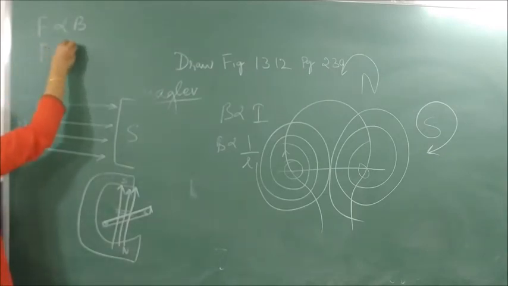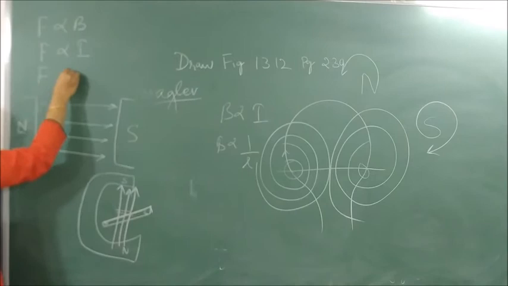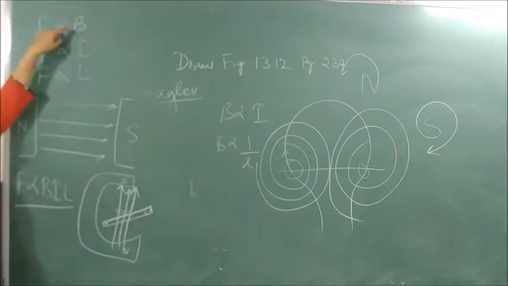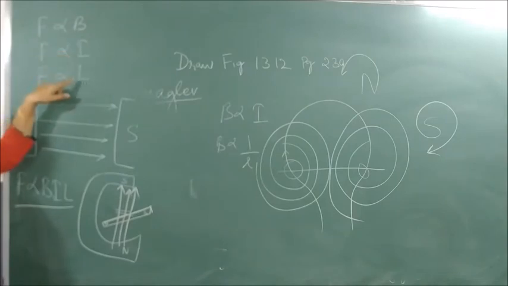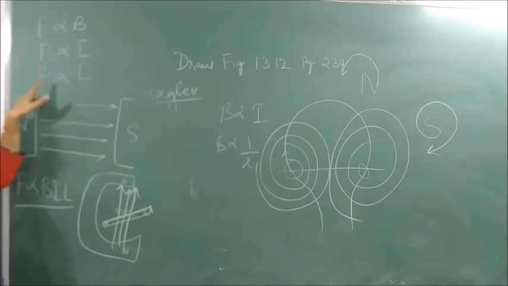Second, it is dependent on current. More the current, more will be the force experienced. And last, it is dependent on the length of the conductor. More the length of the conductor, more force will be experienced. So F is proportional to what? BIL. Force experienced by a conductor is dependent on magnetic field, on current and on the length of the conductor. So F is proportional to BIL. Clear?